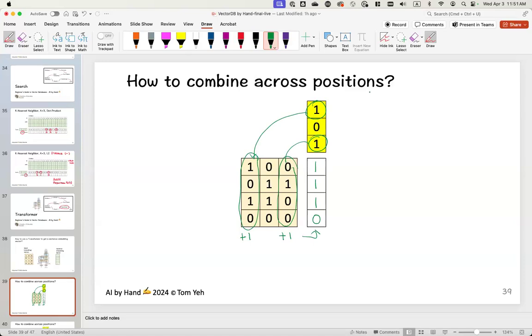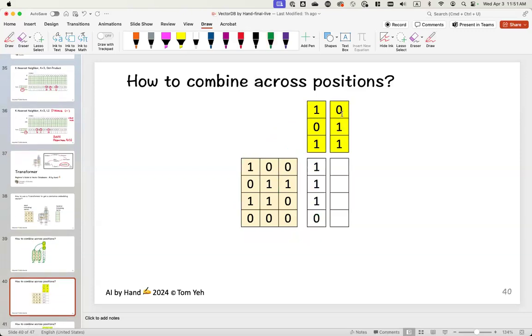So combining across positions, basically you can think of this one as a combination of the first column and the third column. And this is sort of like an attention matrix. It tells you that you should pay attention to the first position, also pay attention to the third position, but you pay no attention to the second position.